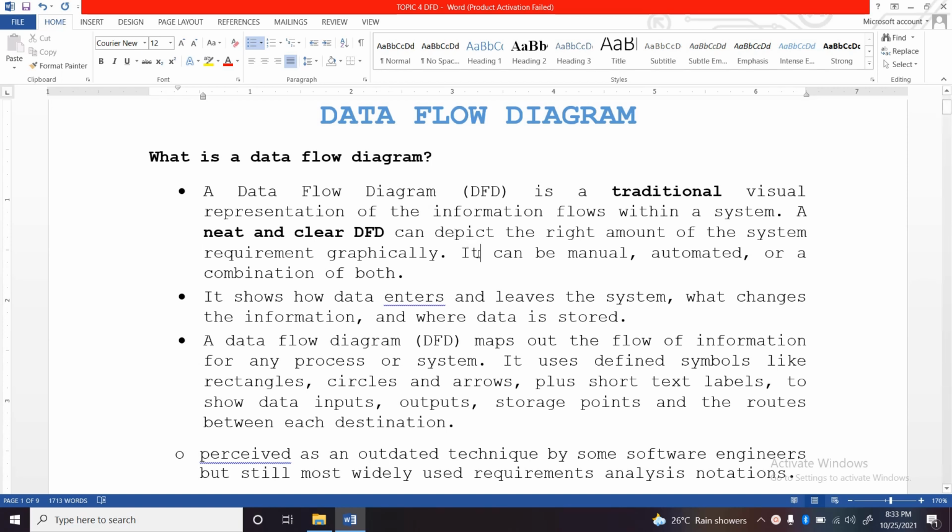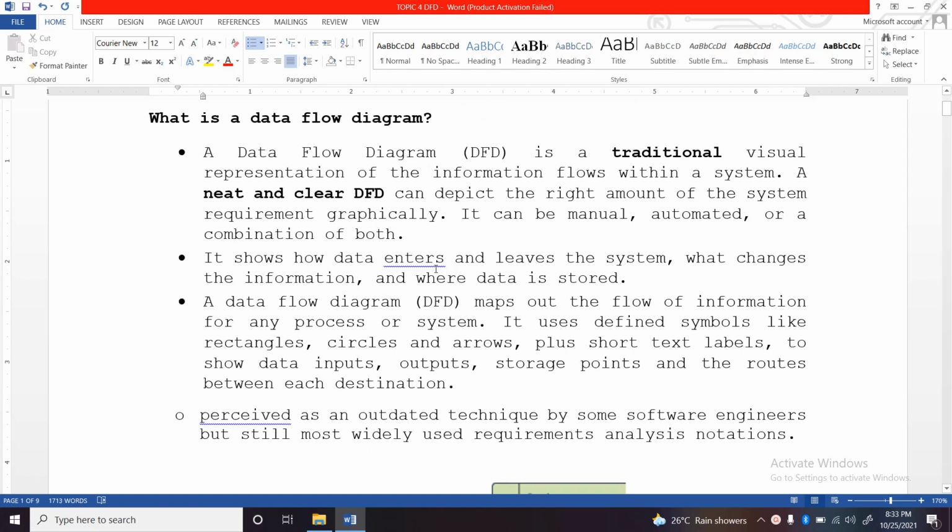Okay? So when we are talking about a data flow diagram, we can do it manually, automated, or a combination of both. Okay, so that is the answer on the first bullet. Let's move on to the second bullet.